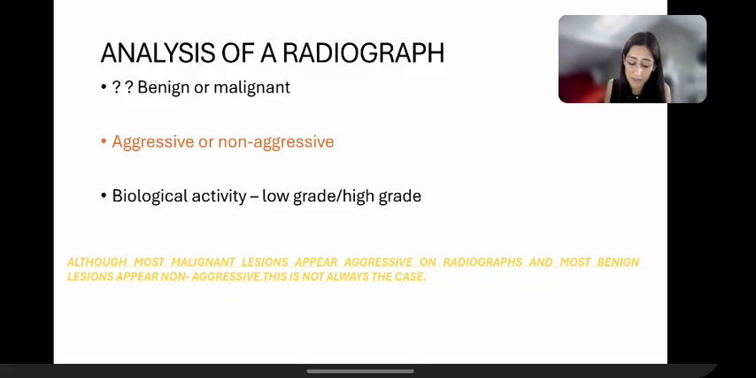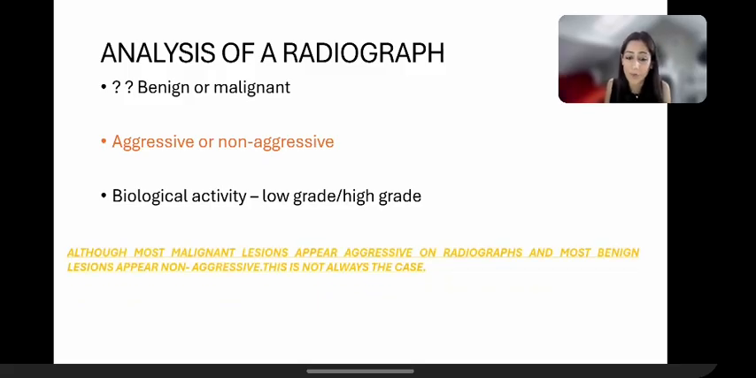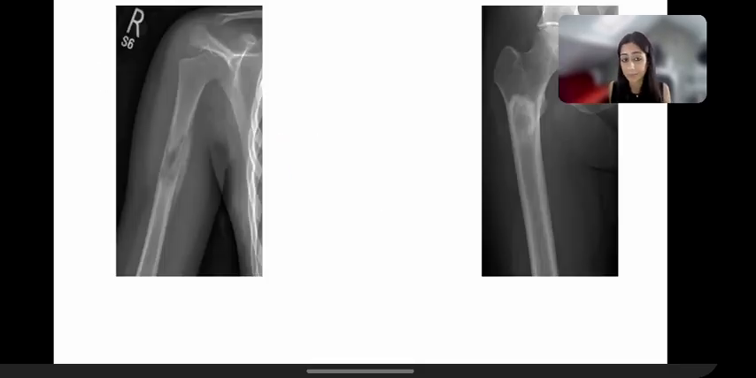Most malignant lesions, these are nasty lesions, and of course, they're sinister. They would appear aggressive on a plain radiograph, and most benign lesions would be non-aggressive. That's common sense, but that's not the rule of the land. This is not always the case.